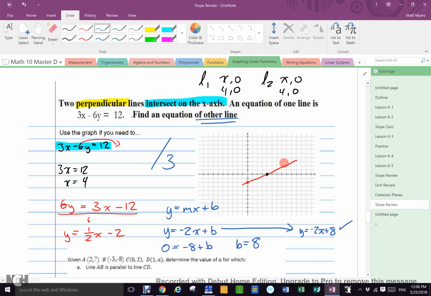Once I graph that first line, I know its slope is 1/2, don't I? Up 2 over 4, right? So that means the other slope must be -2, yeah? Up 2 over 1, up 2 over 1. There's my y-intercept. 1, 2, 3, 4, 5, 6, 7, 8. -2x plus 8. You could do it with graphing if you wished.